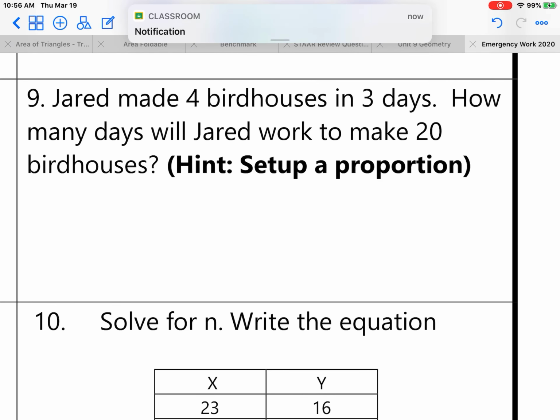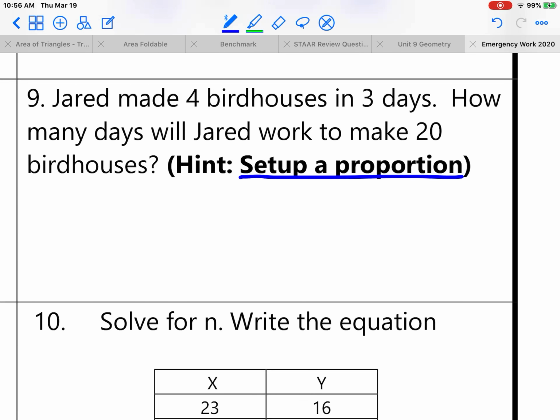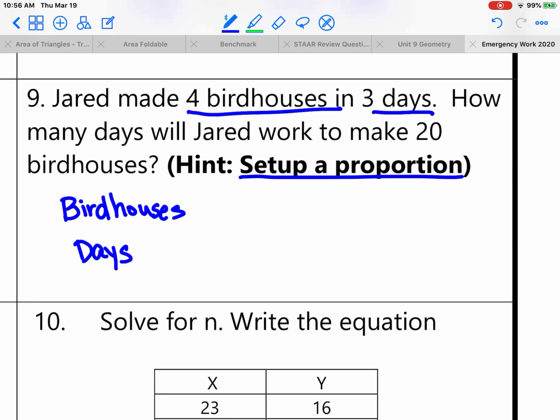Number 9. Jared made 4 birdhouses in 3 days. How many days will Jared work to make 20 birdhouses? Big hint, set up a proportion. What 2 things are you comparing? We're comparing birdhouses, right, to days. So that's my proportion I'm going to set up. 4 birdhouses in 3 days. An equal sign makes it a proportion. What we want to know is how many days, that would be my x, will it take Jared to make 20 birdhouses? There's your proportion.